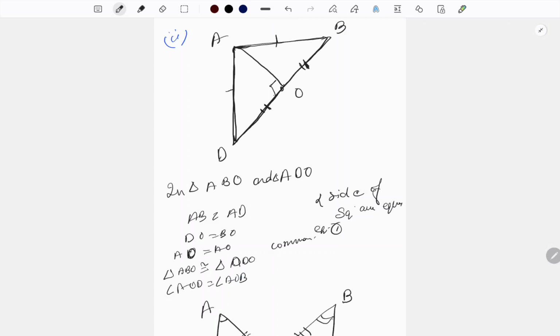But now these two angles are equal, this angle and this angle are equal, but the sum of these two angles, since AOB is collinear, therefore angle AOD plus angle AOB is 180 degrees, but these both are same, therefore angle AOD is 90 degrees.